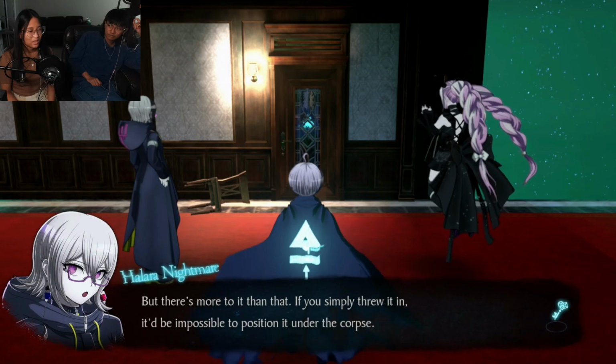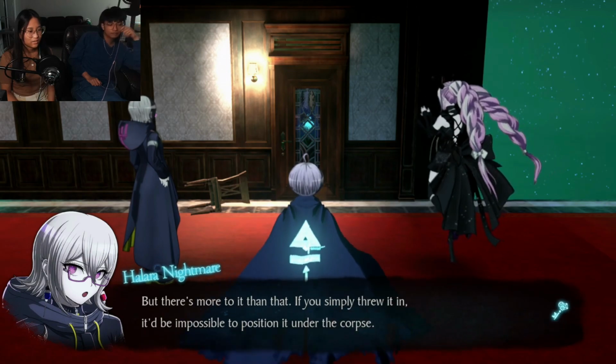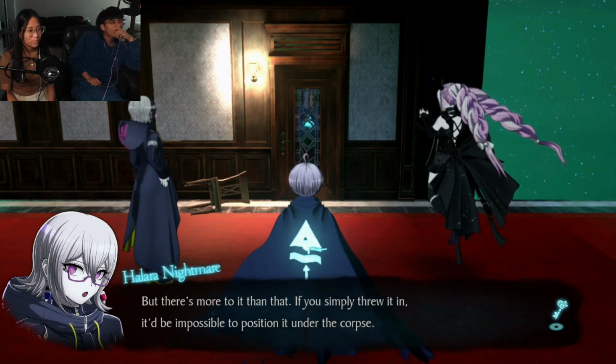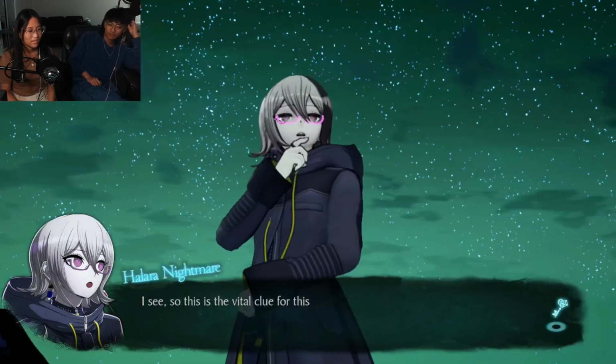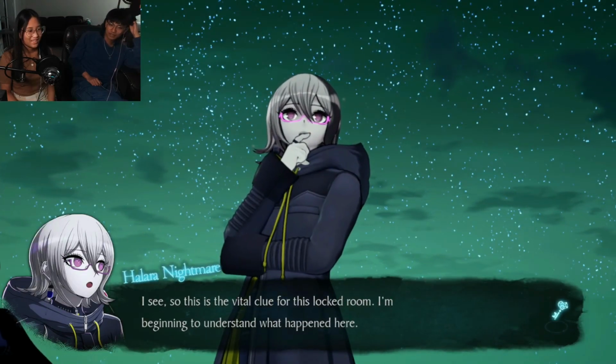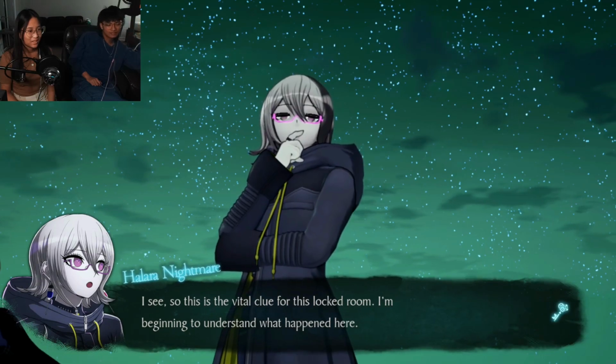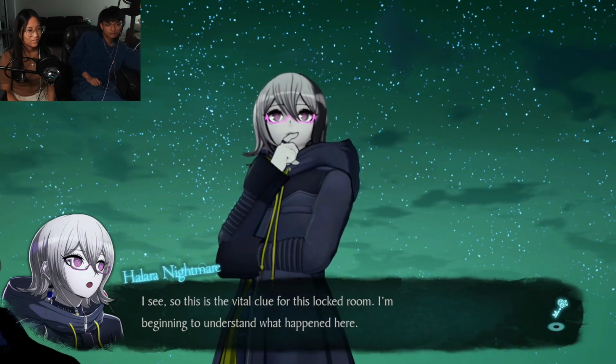If you simply threw it in, it'd be impossible to position it under the corpse. Well, either way, they definitely used some sort of thread somewhere. Because there was a thread clue on the doll, and thread on the locked room vent. I'm beginning to understand what happened here.